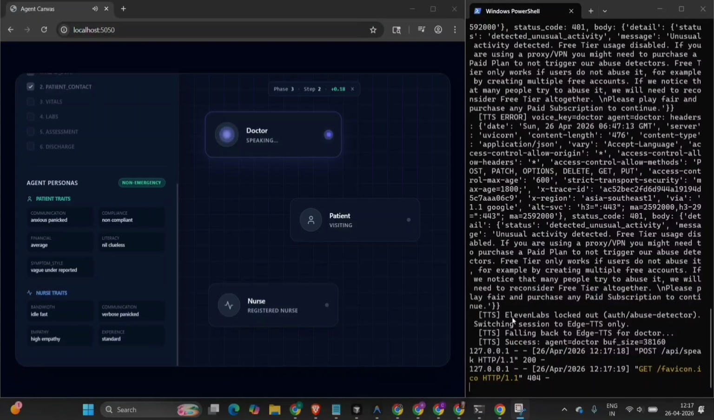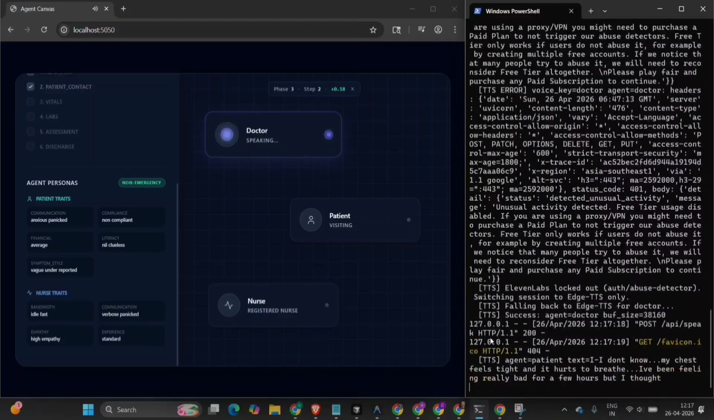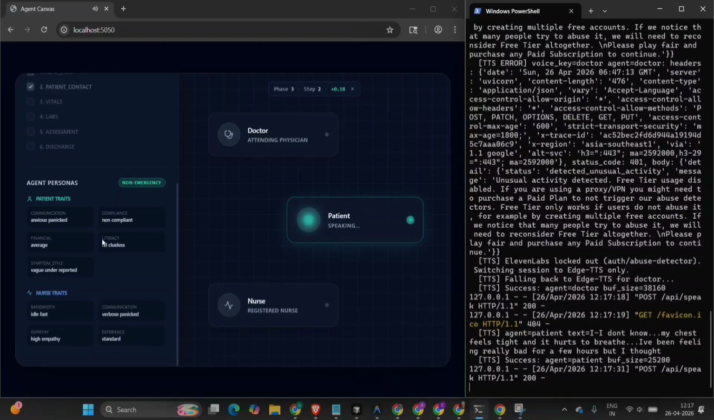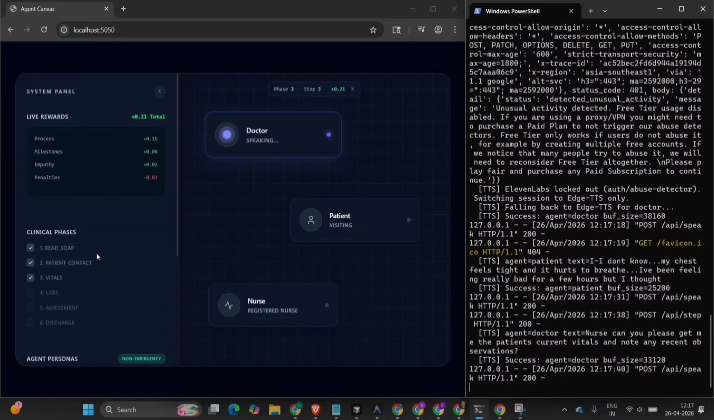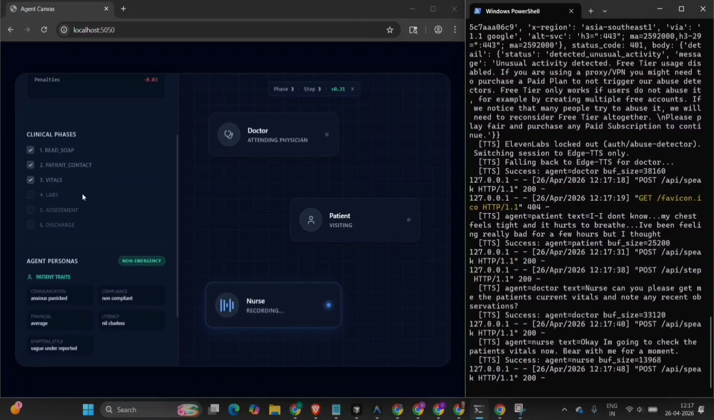I can see you're really struggling to breathe. Can you tell me about your symptoms over the past 6 hours? The patient has multiple traits. Oh God, my chest. It's so tight and breathing hurts. What's happening? And same goes for the nurse. Nurse, can you get me the patient's current vitals and note any recent observations? I'm checking vitals now.